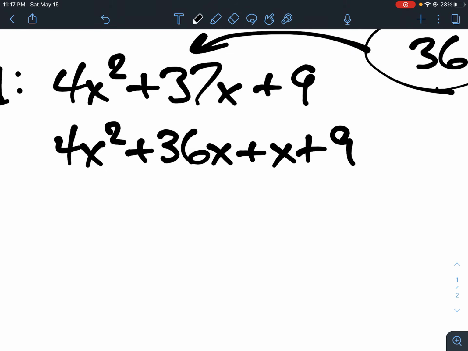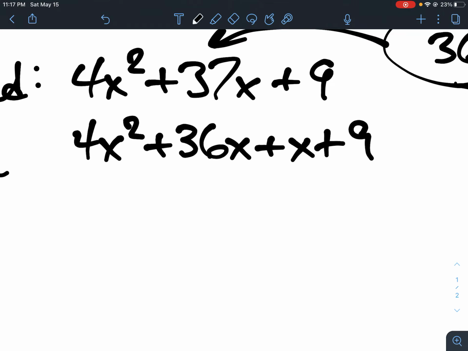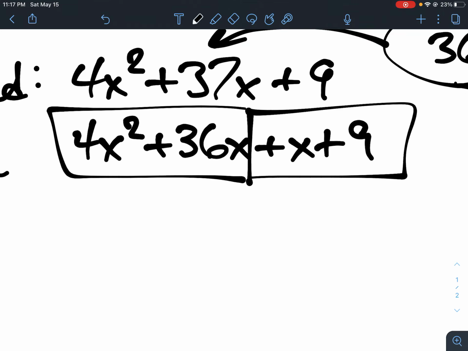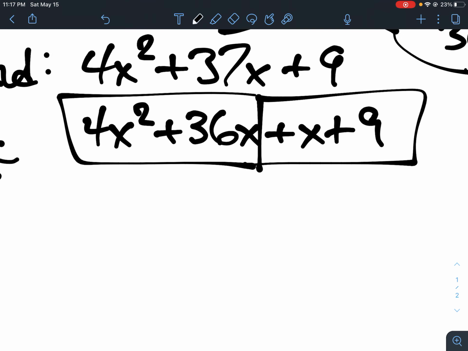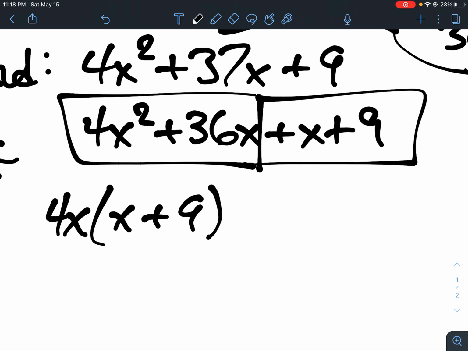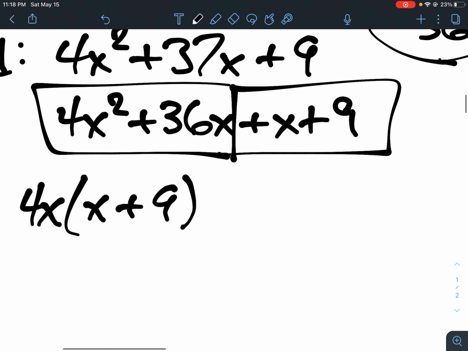This is how you would separate b into two terms, and then you separate the two, very important by the way, and then you treat them separately and factor out using GCF. So here it will be x plus 9 with 4x being factored out because 4x is the greatest common factor, and here it will just be 1 because nothing can be factored out.